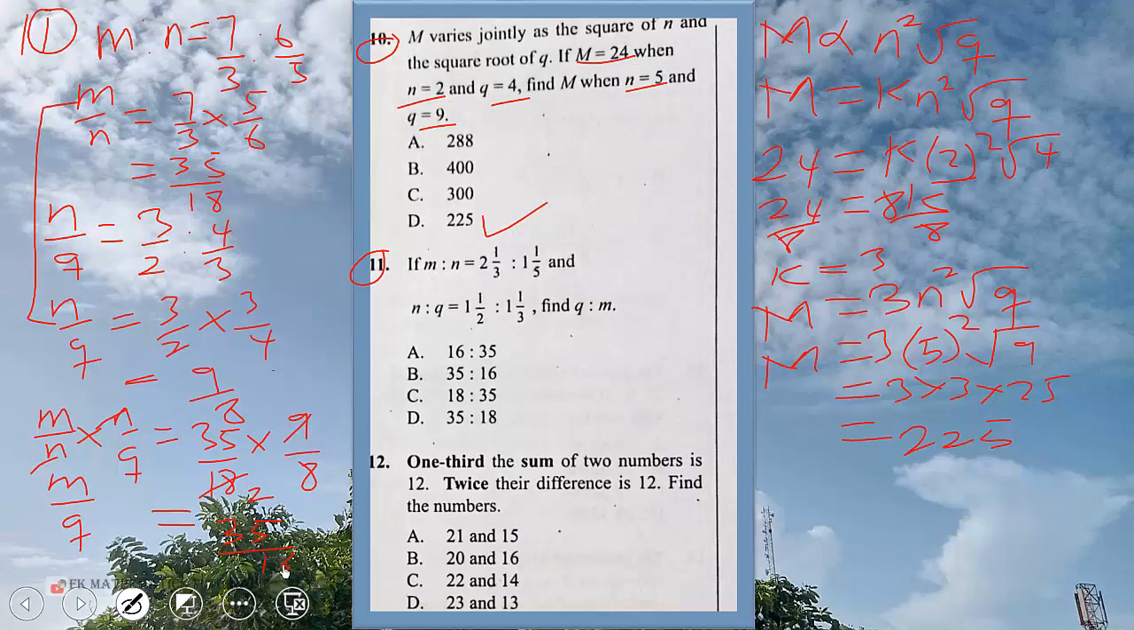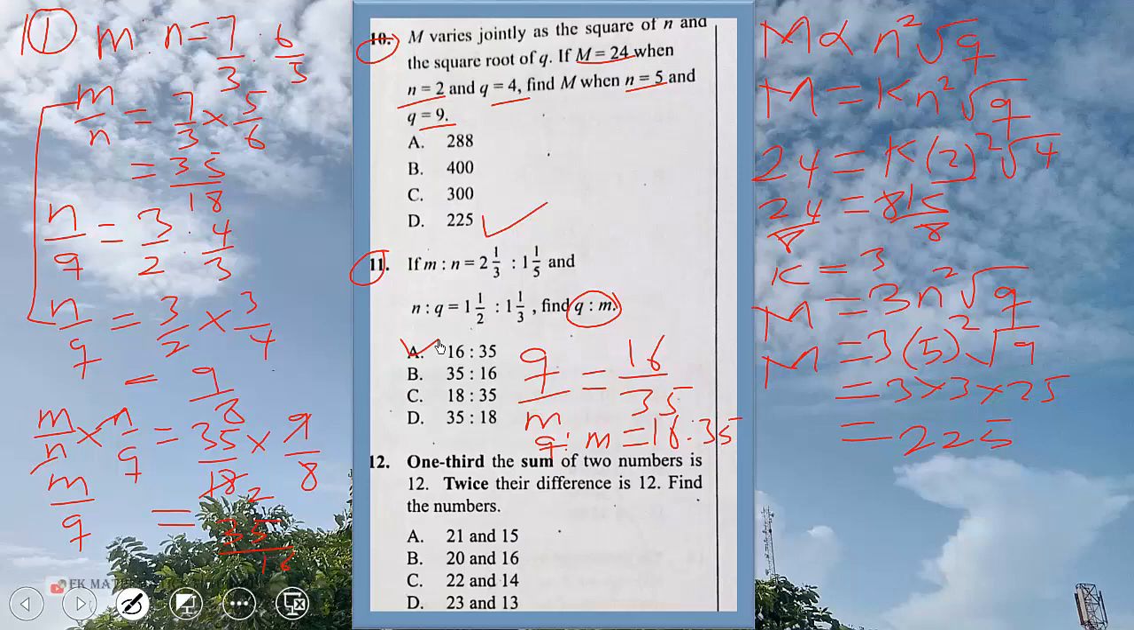But we are looking for q is to m. So if m over q is 35 over 16, then q over m will be equal to 16 over 35. So q is to m is equal to 16 is to 35. So the correct answer is A.